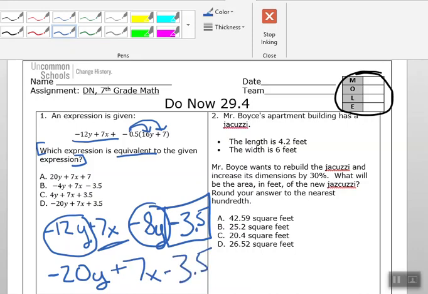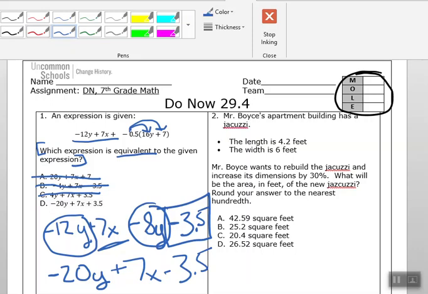So let's take a look and see if I have something like this up here. So here, I messed up and I didn't put a negative 20. We know it's not A. Okay, I'm looking at B. I have negative 4y. That would be if somebody added those two negatives incorrectly. Here again, if we added the two negatives incorrectly. And here I have my negative 20y plus 7x plus 3.5.